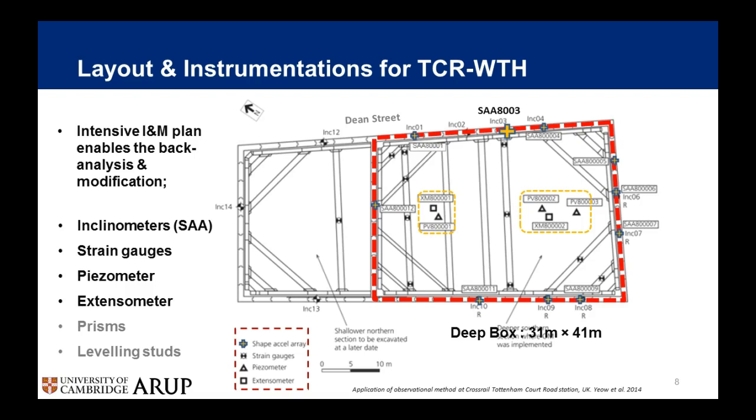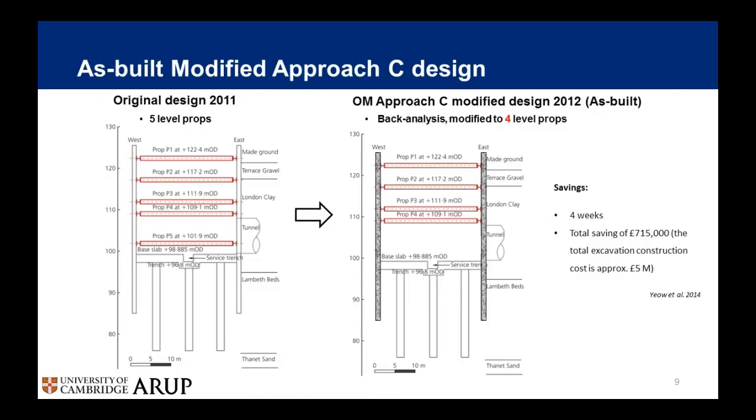Other than that, there are additional prisms installed at the capping beam level and first level of the temporary props to measure the structural movement. We also had a lot of leveling studs installed on the road to measure the ground surface settlement during the excavation. So thanks to all this intensive data, we managed to do a back analysis during the excavation, and the set of most probable parameters was calibrated from the back analysis and developed the modified approach C design.